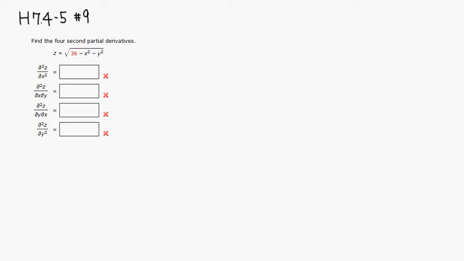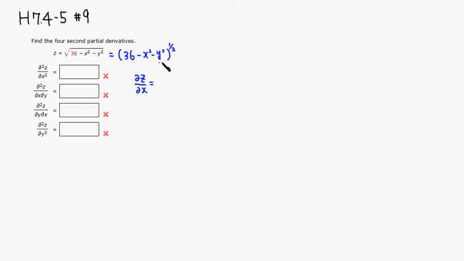First, I don't like square roots, so I'm going to rewrite it as quantity 36 minus x squared minus y squared raised to the 1/2 power. Alright, so we have to find the first partial. Let's take the partial derivative of z with respect to x.